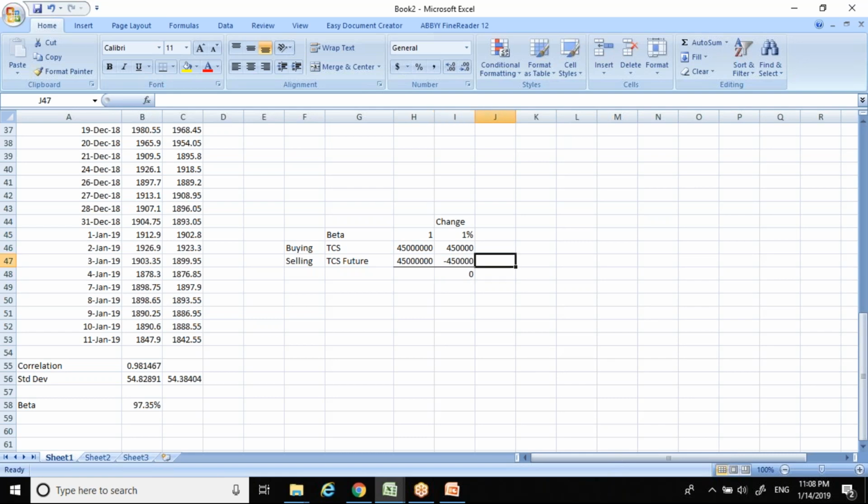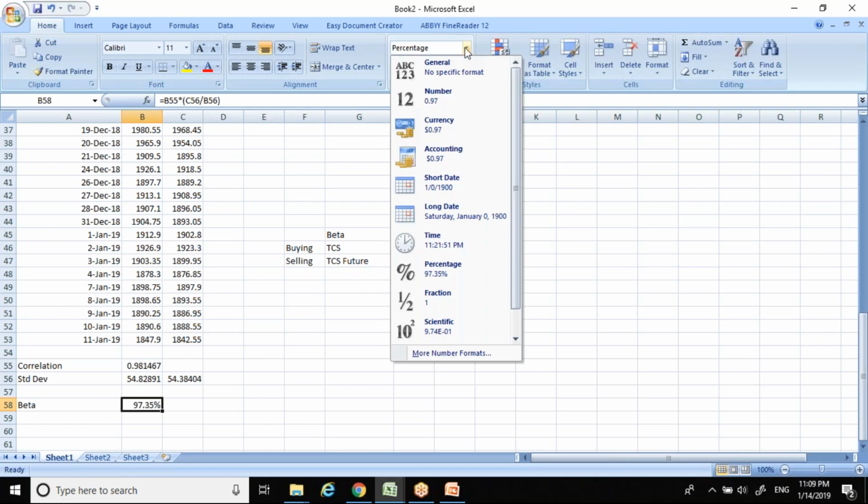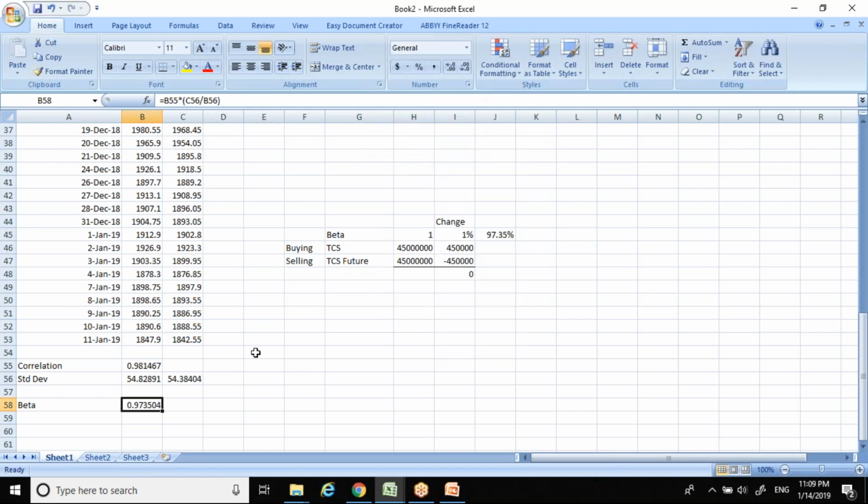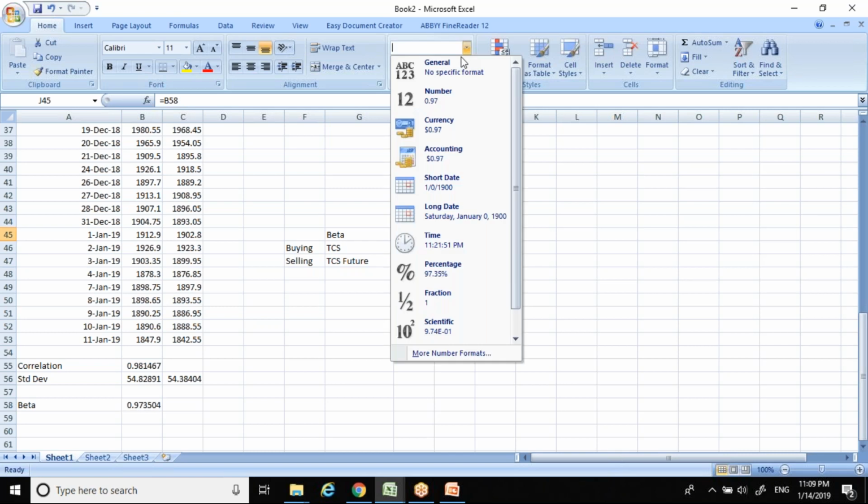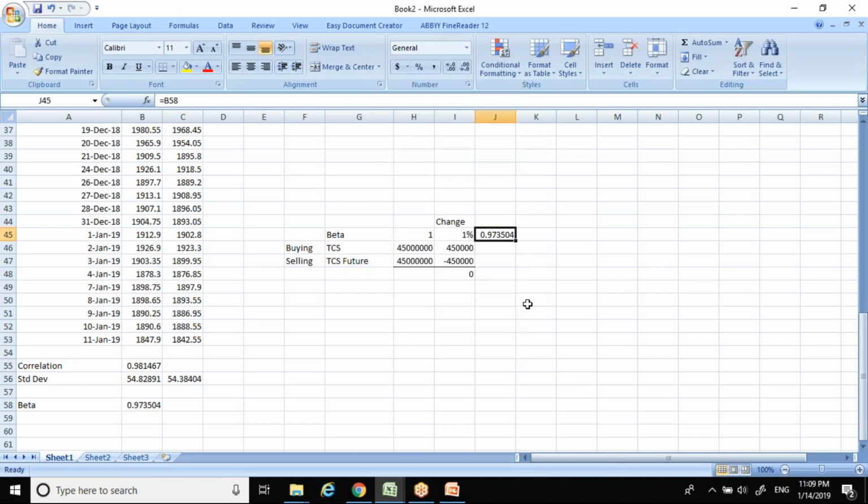But on the other hand, let's suppose the beta is less. It's not 97%. Sorry, I need to correct it. Basically, this is in numbers, 1. So I should not give it a percentage. So let's suppose this is the beta.